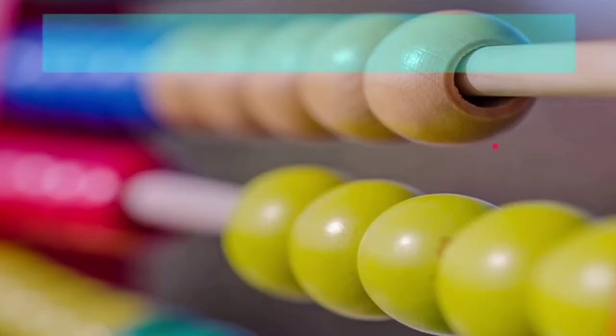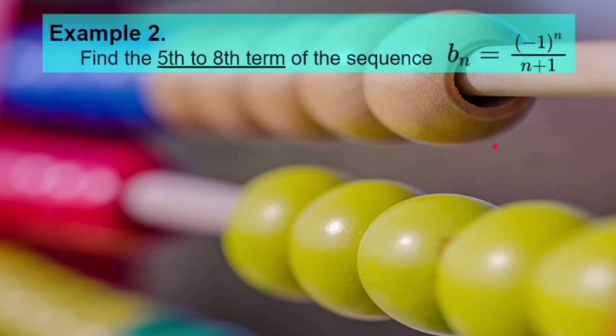Okay, let's have another example. Now, let us find the 5th to 8th term of the sequence b sub n equals negative 1 raised to n all over n plus 1. The variable used is b, which is the same as our a sub n. So in this case, we are looking for the 5th to 8th term. So let us start with 5.